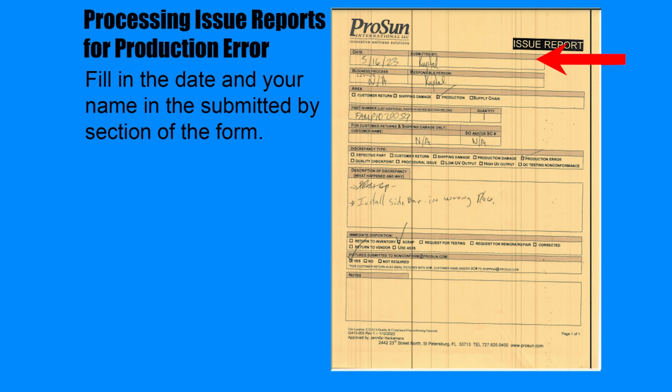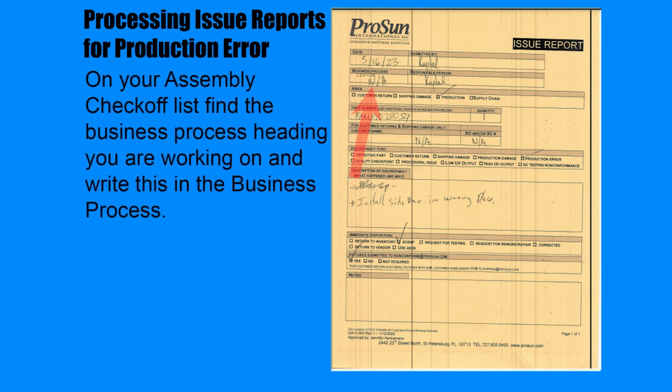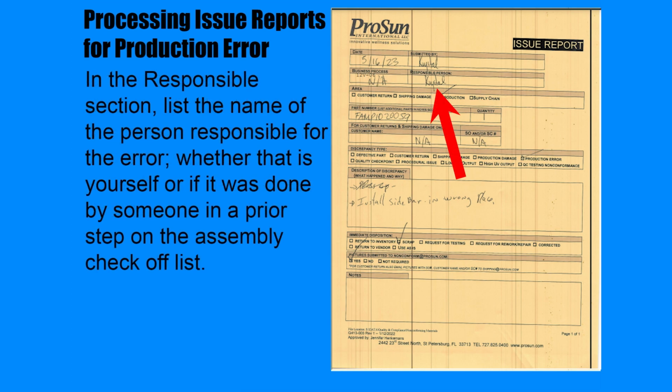Fill in the date and your name in the submitted by section of the form. On the assembly checkoff list, find the business process heading you are working on and write this in the business process. In the responsible section, list the name of the person responsible for the error, whether that is yourself or if it was done by someone in a prior step on the assembly checkoff list.